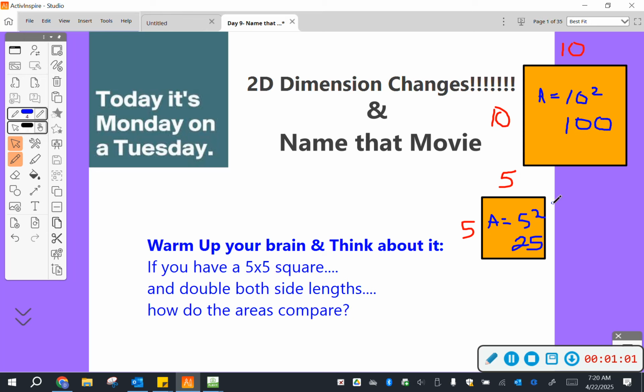So, do you agree from here to here I doubled the sides? Yeah. But what happened to my area? It got bigger by how much? By doubling? No. Not adding. What did it multiply by? Times 4. So we're going to talk about why that happens and what's going on today.